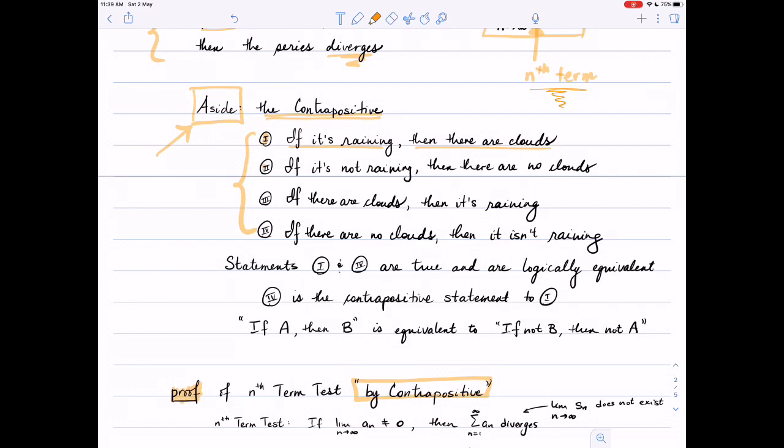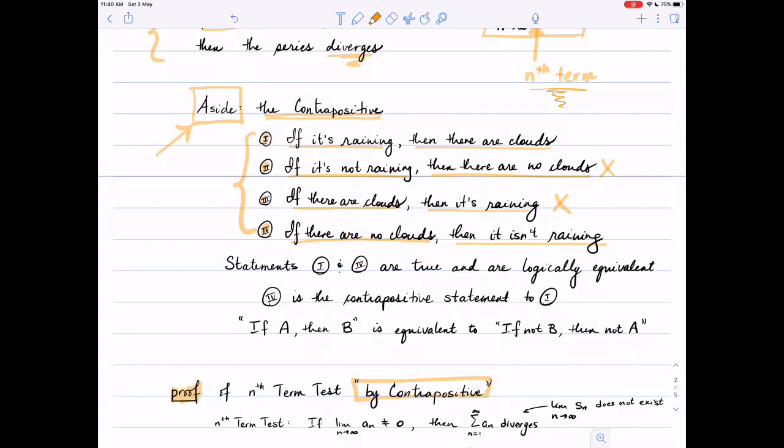So statement 2, if it is not raining, then there are no clouds. Well, that's false. It can be cloudy without it raining. Statement 3, if there are clouds, then it's raining. Well, that's not true. That's kind of equivalent to the last one, right? If there are clouds in the sky, it might just be cloudy.